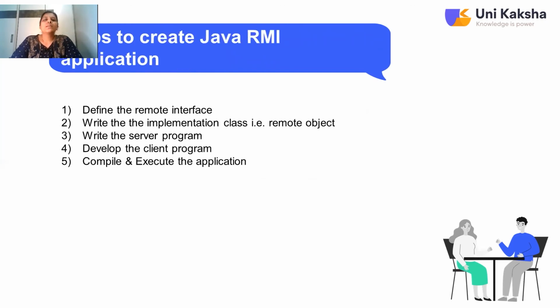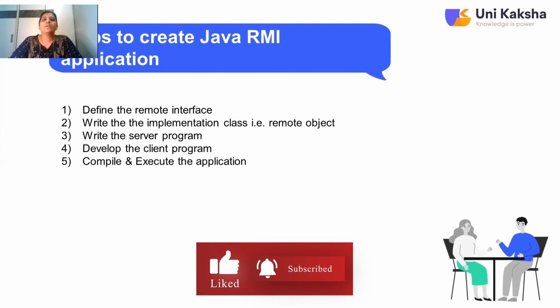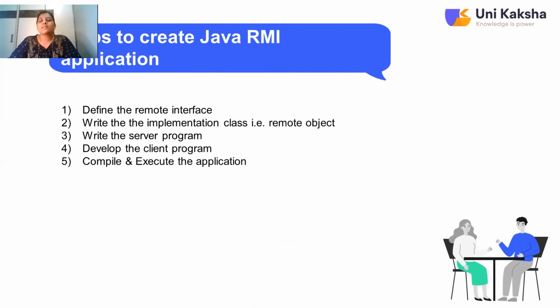So these are the steps to create a Java RMI application. So what are the steps? The very first step is you have to define the remote interface. That is again the most important thing. Then the second thing is you have to write the implementation class, that is the remote object, through which you are going to communicate with another JVM or another object of that particular JVM.